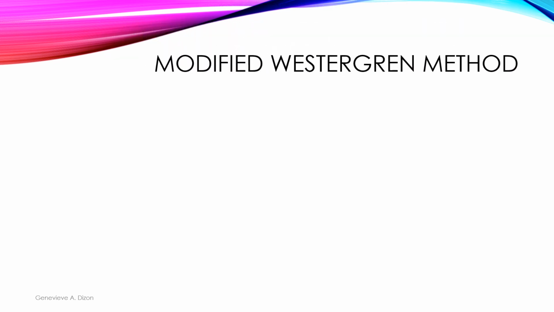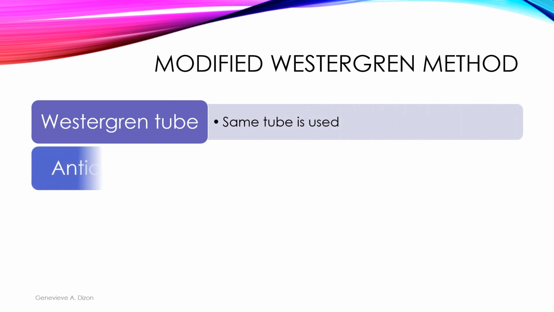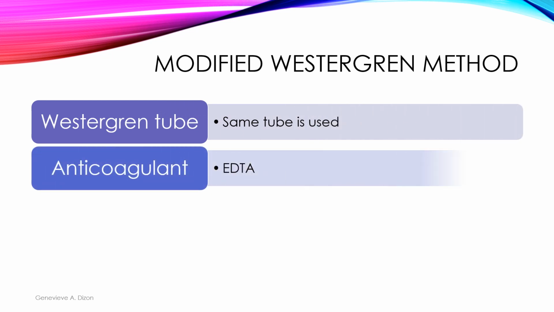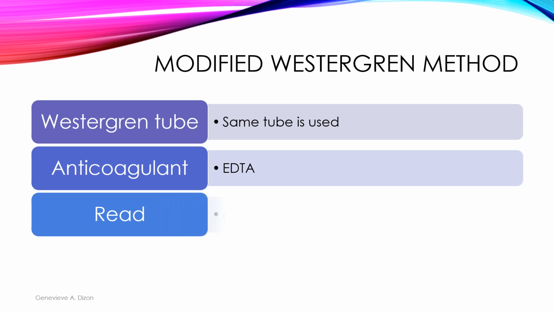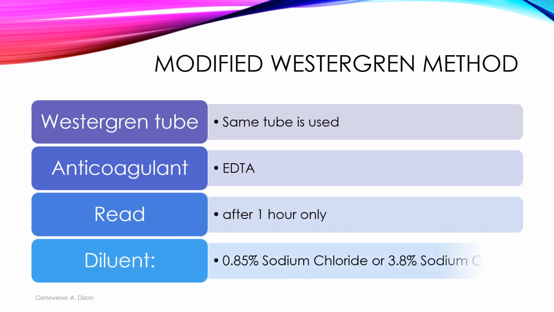The second method is the modification of the Westergren method with a few adjustments. Westergren tube is still used, and one modification is the anticoagulant. EDTA is used for the modified Westergren method, and it is only read after 1 hour. Diluents to be used are 0.85% sodium chloride or 3.8% sodium citrate.